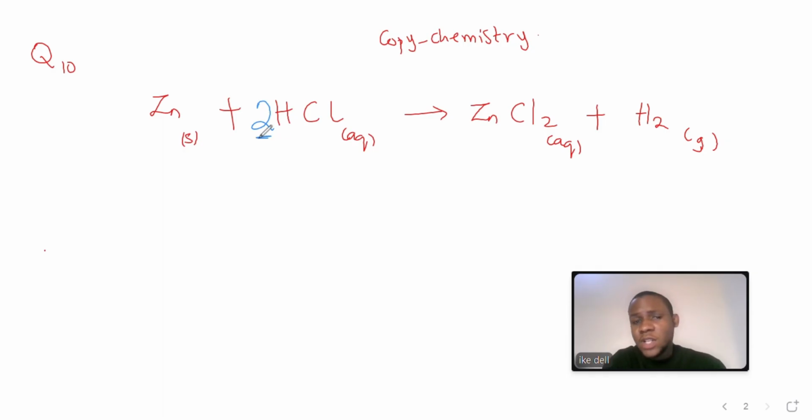Now this 2 that I've included here has made the hydrogen 2. So the next thing to balance is hydrogen. I'll look on the other side and voila, it's actually already balanced. So that's cool. Then I'll check my zinc. Every other thing is looking good. That means I'm already done.